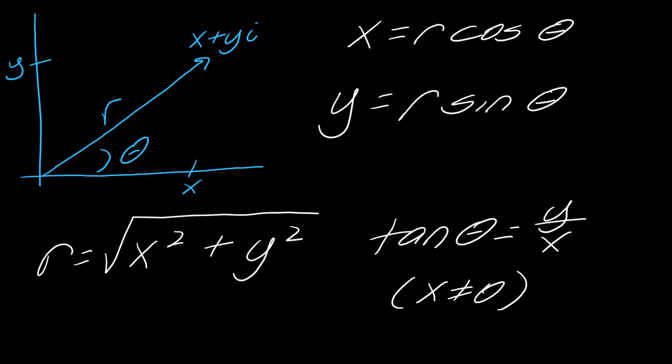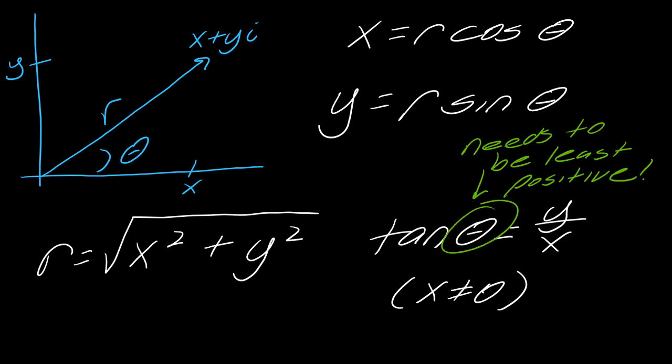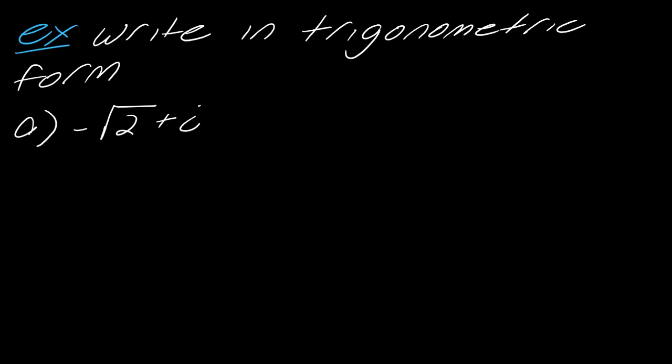So remember all of this. You might want to have this in front of you, maybe pause the video and write this down if you need to. One other thing I want to mention: theta needs to be the least positive number. So sometimes you might have to make adjustments, because your calculator might give you something that is not the right form. Okay, so let's do a couple of examples now.